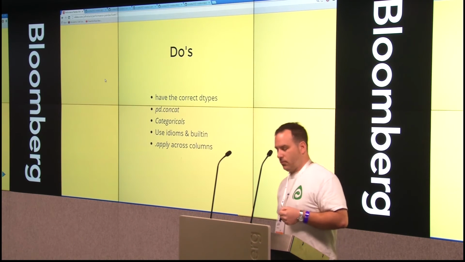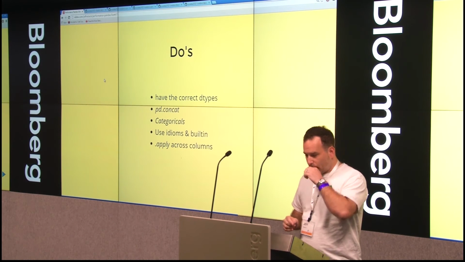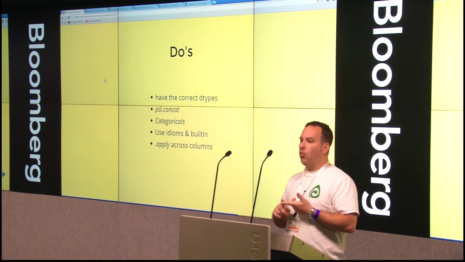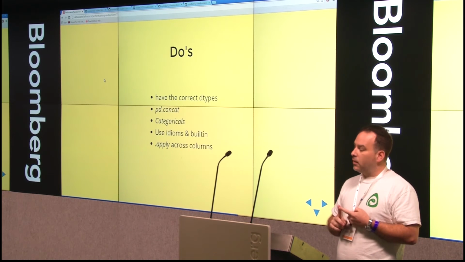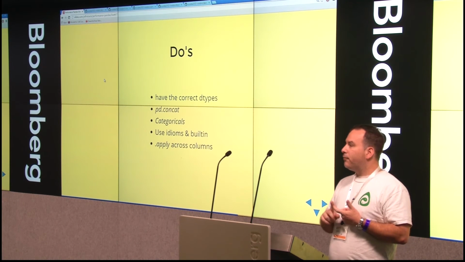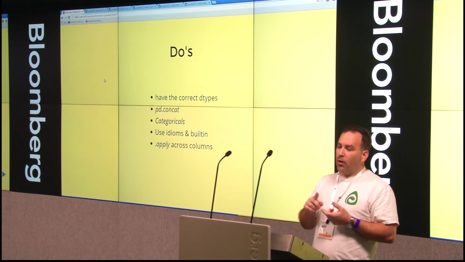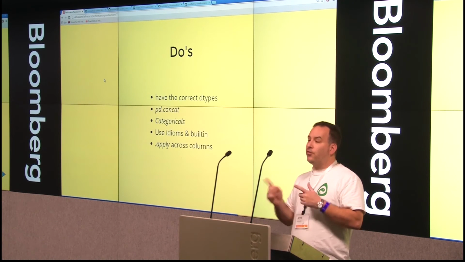Okay, fine. So I'm going to go over some do's and don'ts. Do's: have the correct dtypes. This means don't use object dtype if you don't absolutely have to. We'll discuss strings in a minute again. But my point is, don't represent floats as object dtype. There is no reason to. Don't put actual objects in a data frame or a series. You don't need to. And if you really do, you're doing it the wrong way.